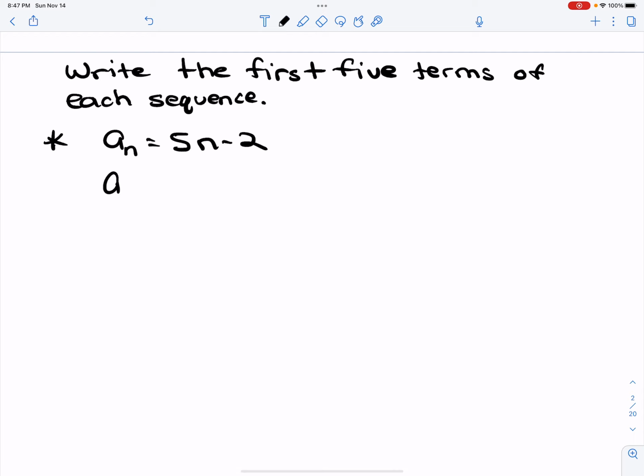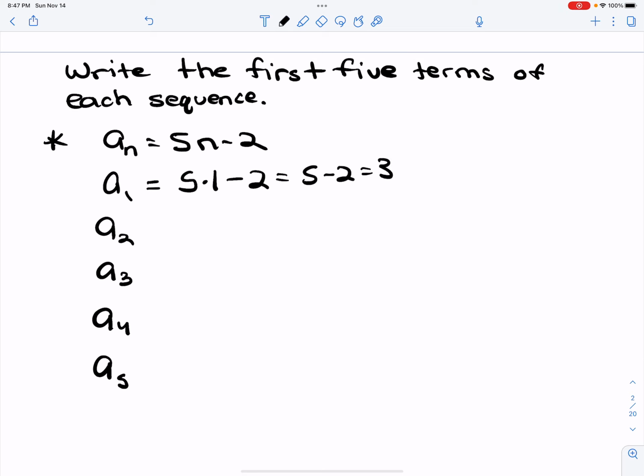So we need to find a sub 1, a sub 2, a sub 3, a sub 4, a sub 5 for the first 5 terms. Notice that those n's are those natural numbers. And this is finite because it ends at 5. It doesn't keep going forever. But then we just take whatever n is and plug it in. So for a sub 1, n is 1. So 5n minus 2 becomes 5 times 1 minus 2, or 5 minus 2, which is 3.